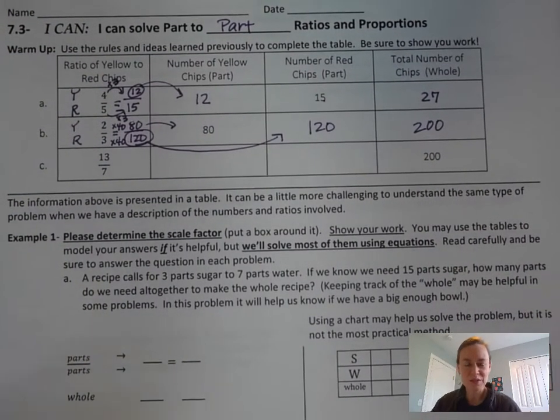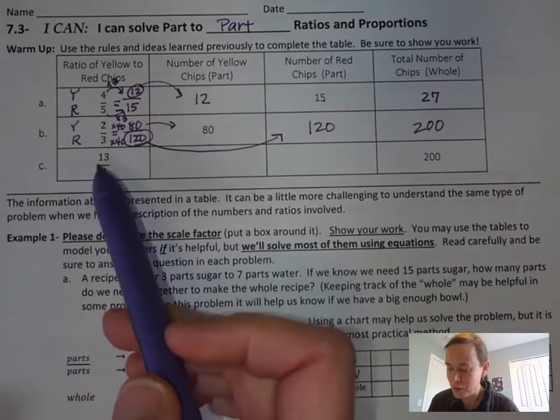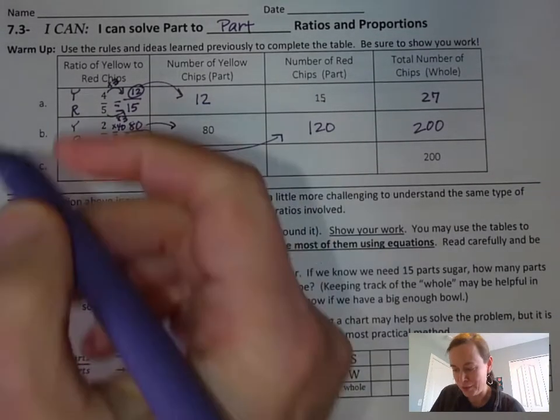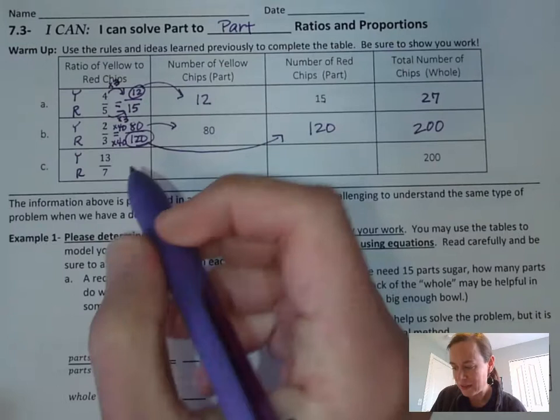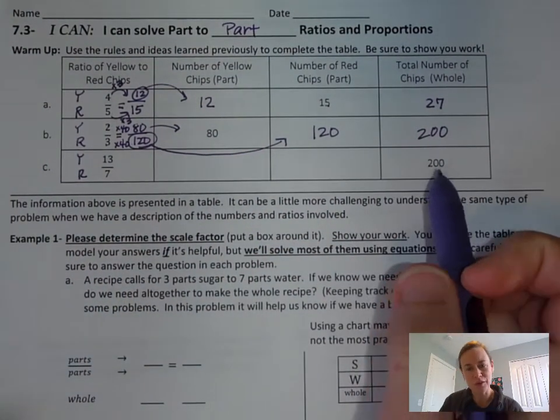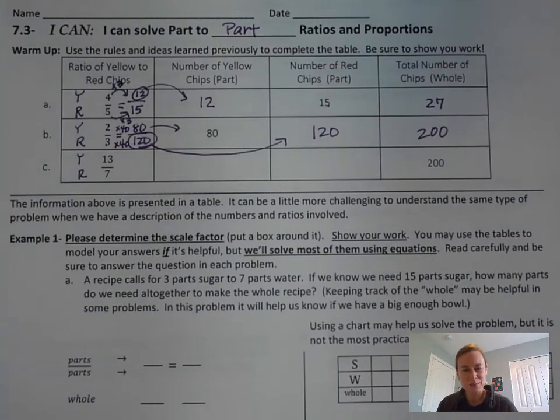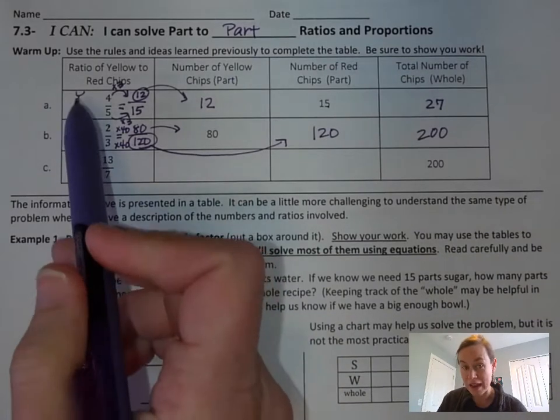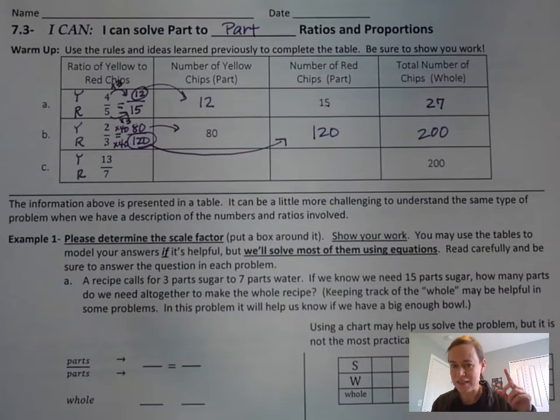Okay, so those two worked pretty much the same. Now this third one, you're given the ratio of yellow to red, but you're not given the number of yellow or the number of red. You're only given the total. So there's ways you could do this, but let's go back and look at those first two examples again, part A and part B, and let's think through this a different way.